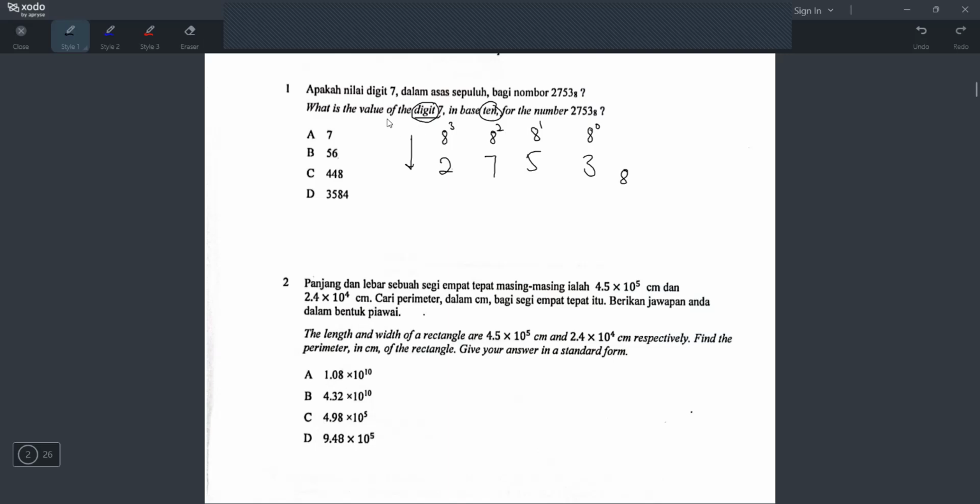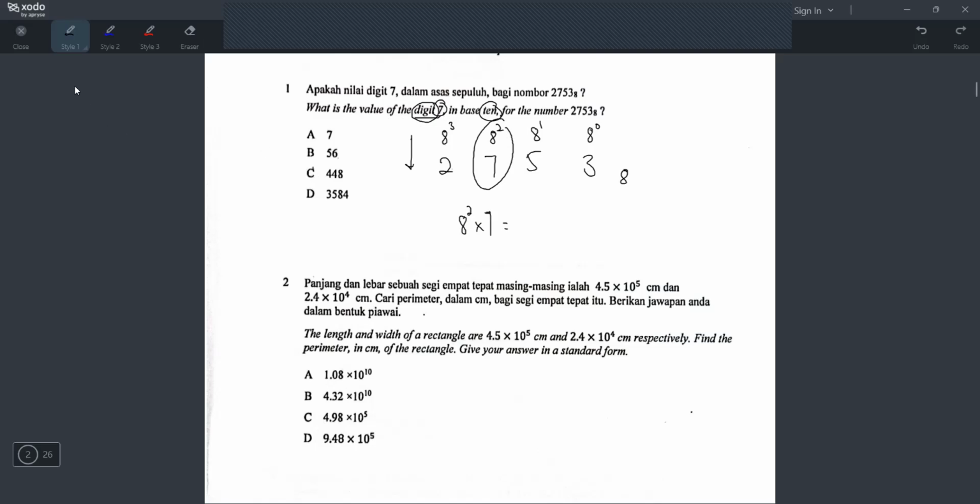But this time they only want the value of digit 7 in base 10. So what you do is you only take 8 power 2 times 7. So the answer will be 8 power 2 times 7, right? If you press this, you get the answer. Let me just press in my calculator. Okay, my calculator gives me 448, so the answer is C, right?